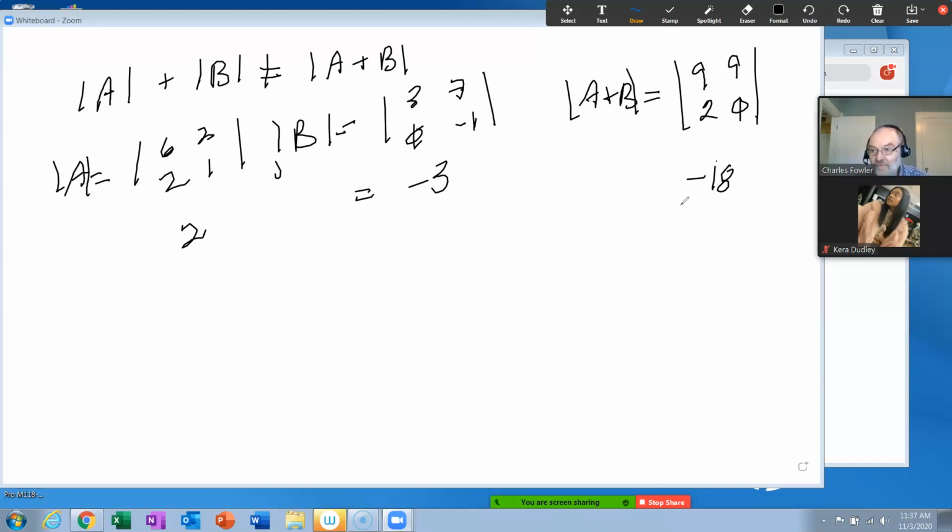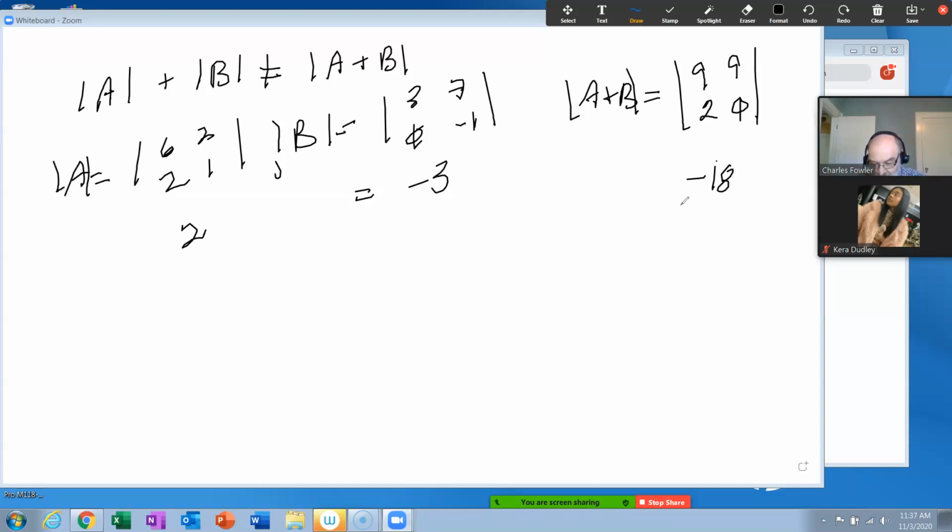The determinant of the product of two matrices is the product of their determinants, but that doesn't work for sums or differences. So how about another property that may or may not work? Let's look at the determinants and the inverse of a matrix.